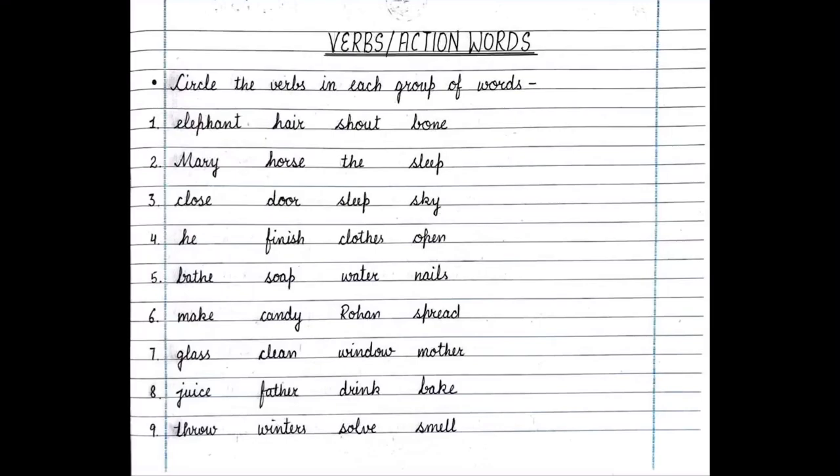Shout. Shouting is an action. Okay. So shout is a verb here. It will be circled. Then I read the word bone. Bone is a thing. So that is also a noun. Fine. Similarly, analyze all the words. Then identify the verb here.